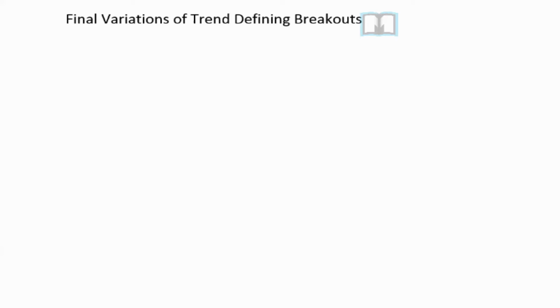Before we dive into that, the topic of today's video is covering the final two variations of trend-defining breakouts. If you have been watching my previous videos, we have been covering the topic, what is a trend? The two categories of breakouts are a trend-defining breakout and a trend-establishing breakout. A trend-establishing breakout establishes the current trend, whereas with a trend-defining breakout, we have a trend reversal.